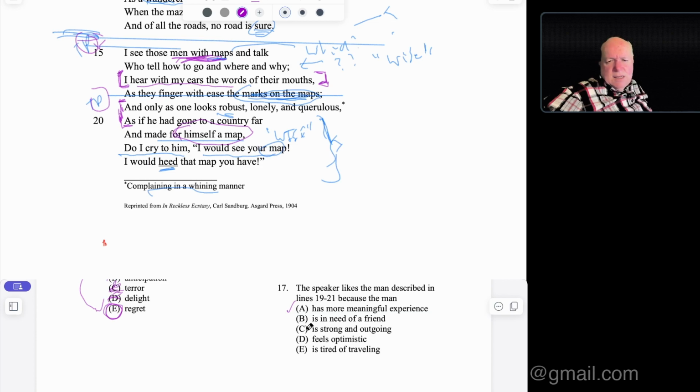The man seems lonely and is in need of a friend. No, that's not what anything about here is about. The man is strong and outgoing. No, it says he's lonely and so on. It says the opposite of that. He feels optimistic. We get maybe a tiny aspect of that. But again, if the man's complaining, probably not, right? Because it does say complaining in a whining manner. So, he is tired of traveling. Now, we could argue that could be true, but it seems like this guy has a good life and he's self-assured as well. So it doesn't seem to be E.